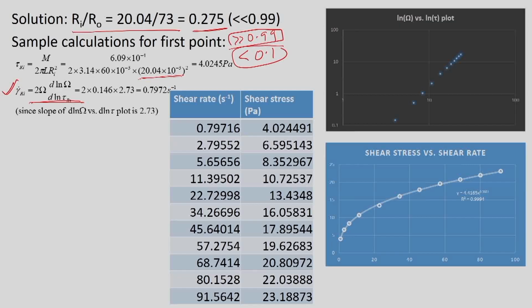So, 20.04 into 10 power minus 3 whole square. When you do simplification, it comes out to be 4.0245 pascals. Now, what you have to do? You have to generate all tau Ri values, these values similarly. Then what you have to do?